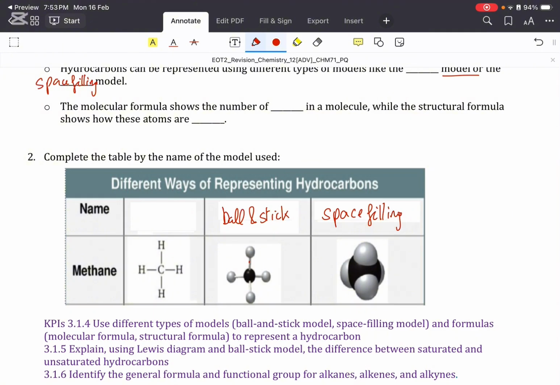In this model, we do not see the bonds. We only see the atoms bonded to the other atoms. Like here, I have carbon bonded to 4 hydrogens.